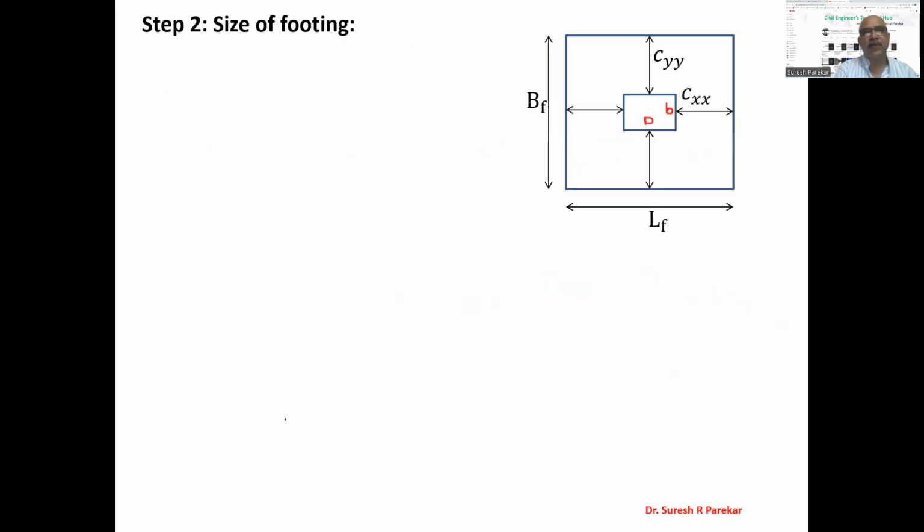Now we have the second step, size of footing. We have the column dimensions B and D, and let Bf be the width of footing and Lf the length of footing. D is the depth of column, B is the width of column, and Cxx and Cyy are the projections of footing beyond the column. These are cantilever portions, because we have the column and after this the footing, so this works as the cantilever portion. Now we will consider the horizontal as XX and the perpendicular to it as YY. You can consider it the reverse way also. In books it is given differently.